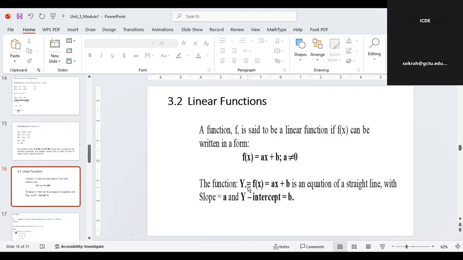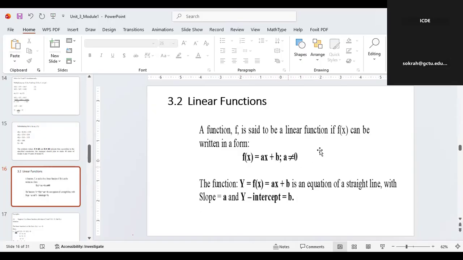The function y equals f of x equals ax plus b is an equation of a straight line with slope a and the y-intercept b. Ladies and gentlemen, anytime you see f of x, it is the same as y. So in place of f of x, you can write y is equal to ax plus b. They mean the same thing, they refer to the same thing.